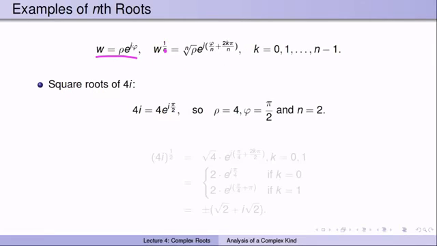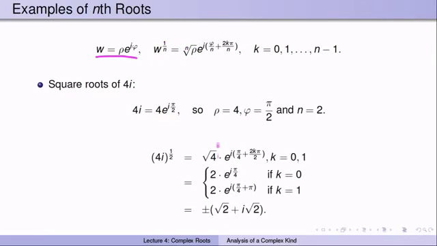So we find 4i to the 1/2 is equal to the square root of 4 times e to the i. Now we need to take phi and divide it by n. Phi is pi over 2, divided by n, that gives me pi over 4, plus 2k pi over n. We'll just write that down: 2k pi over 2, because my n is 2. So here's the complete formula, and we need to plug in k equals 0, and then k equals 1.